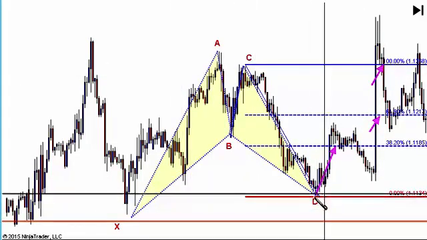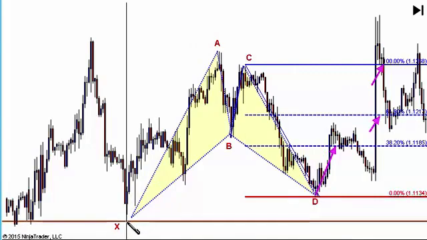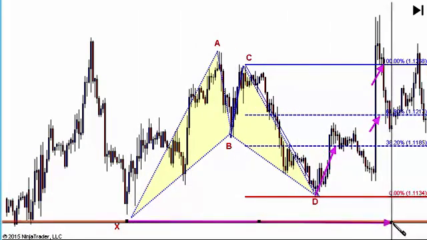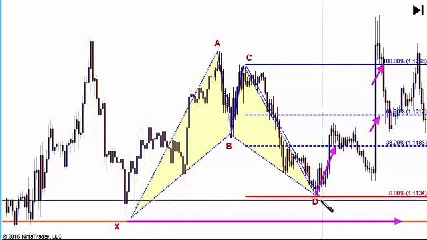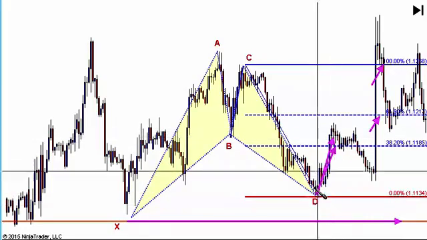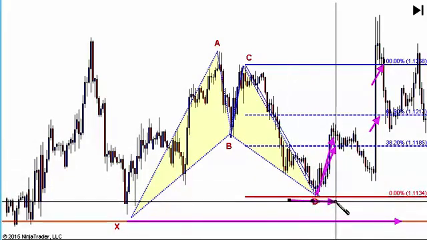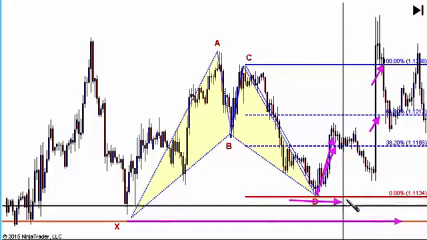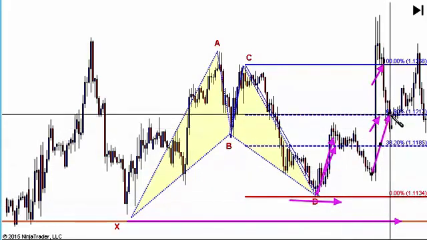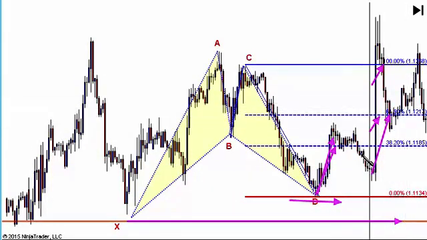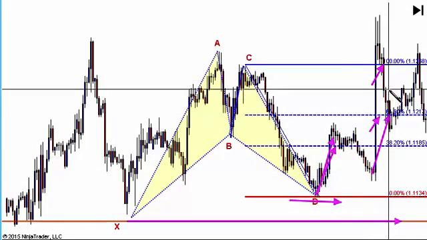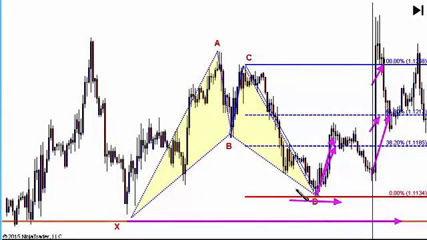Typically when you initiate a trade, the stop goes just below the X point, and when the first target is reached, typically stops would go right at the D point, right below. And as prices move higher, you can trail a stop and work your exits. And this is considered the bat pattern.